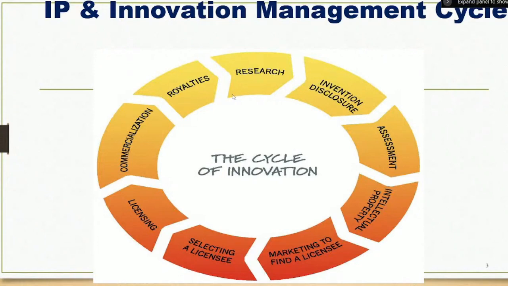So the cycle completes: it starts from research, invention, assessment, intellectual property protection, then marketing to find a licensee, selecting the licensee, licensing agreements, then commercialization, royalties, and research. So every research we undertake should lead to the creation of royalties. Then only is that research productive, useful, industry-driven research. Without getting any benefit out of research, if you do that kind of blue sky research, as we call it, it is of no use.